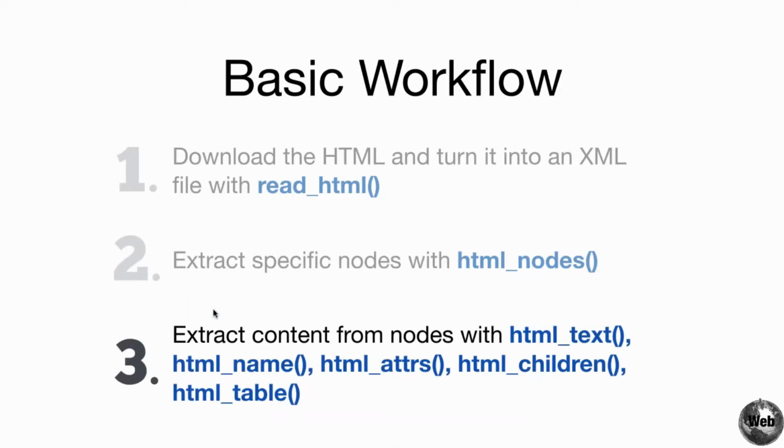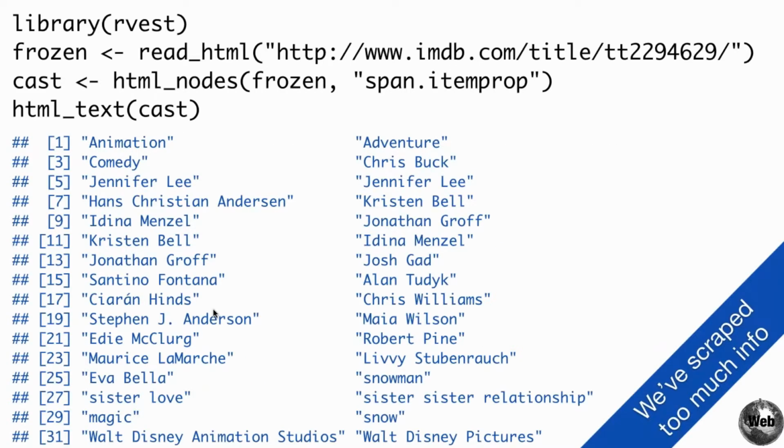And then finally, you use one of these functions to extract specific types of content from all the nodes that you just collected. We did this and we got this list of content, but we scraped too much information because we have things here beyond the actors and actresses' names. And this is pretty common when you are scraping data from a web page.